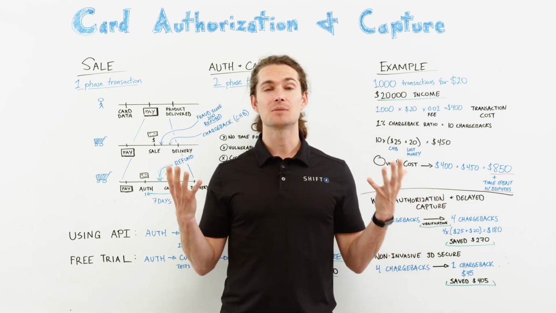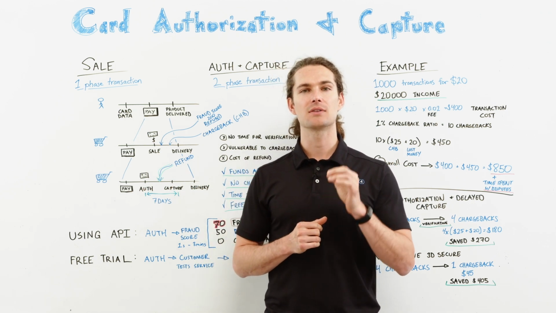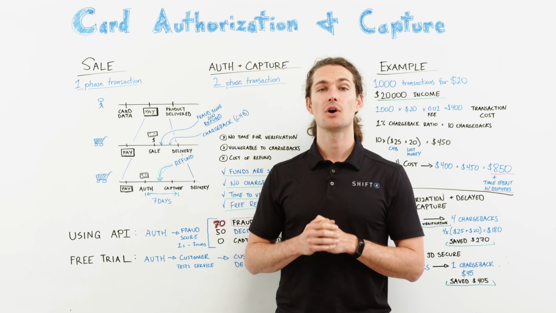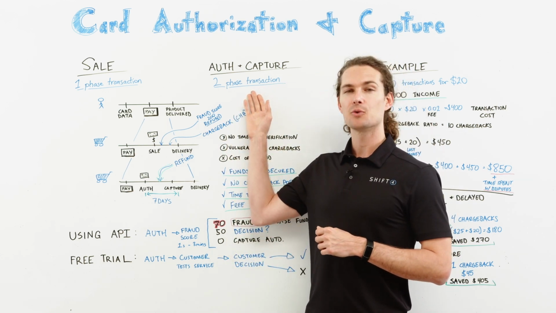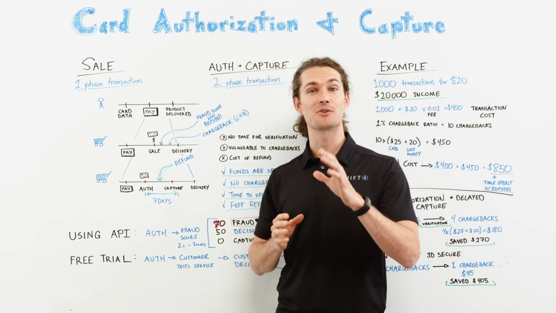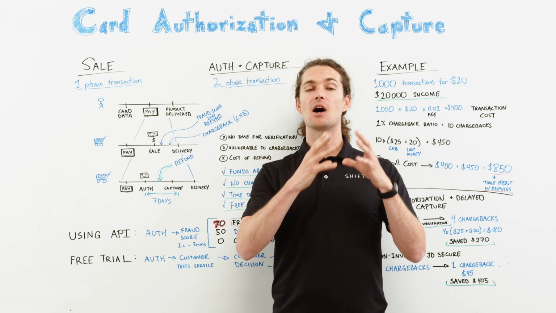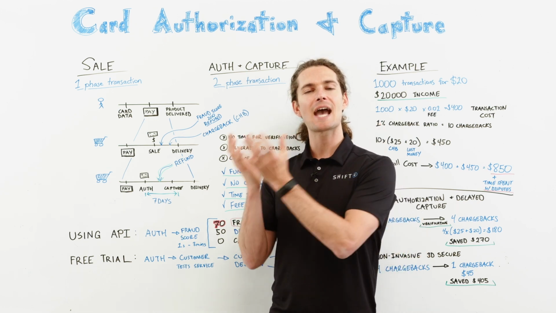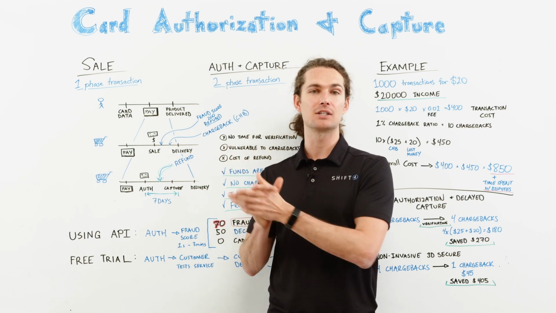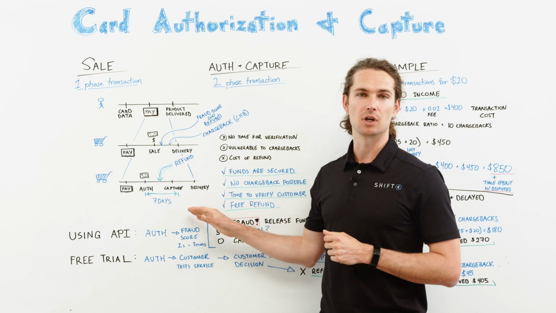Now that you understand some of the risks associated with one-phase transactions, let's talk about the two-phase approach, also known as authorization and capture, which provides a bit more protection for merchants. With two-phase transactions, authorization occurs first, and then verification, and capturing of funds occurs at a later time. Here's a look at how the process works.